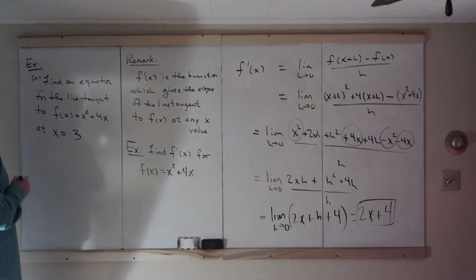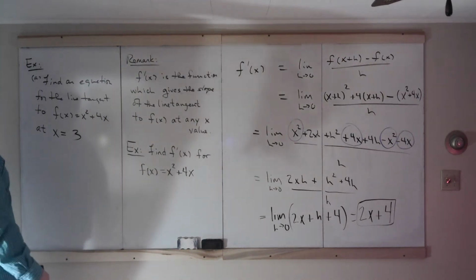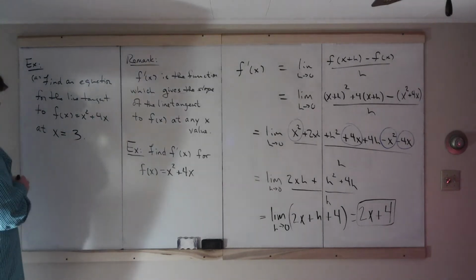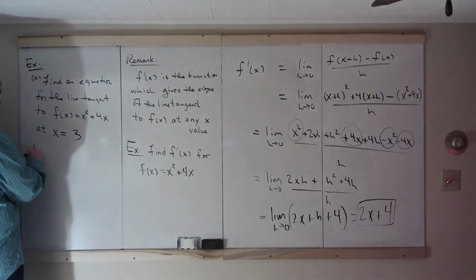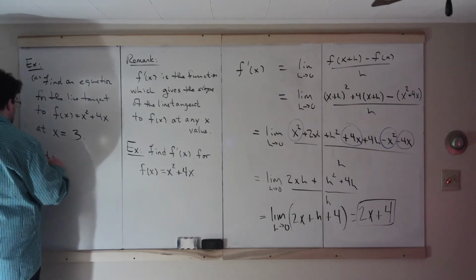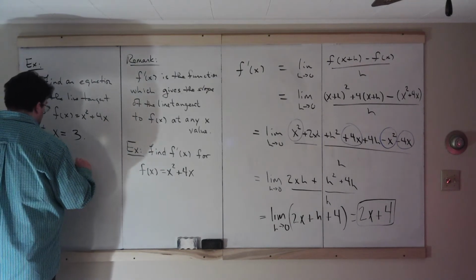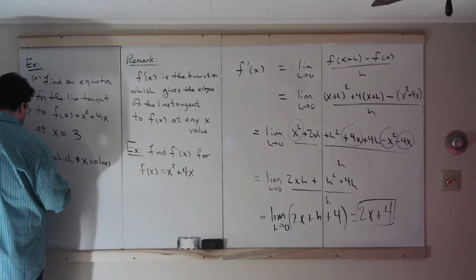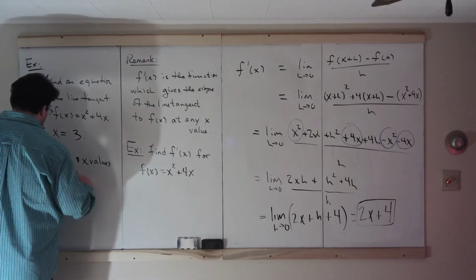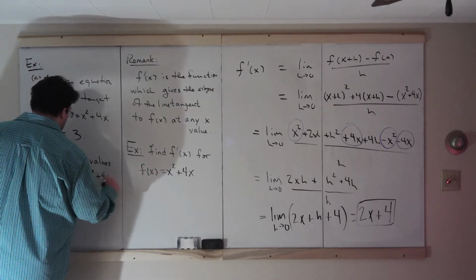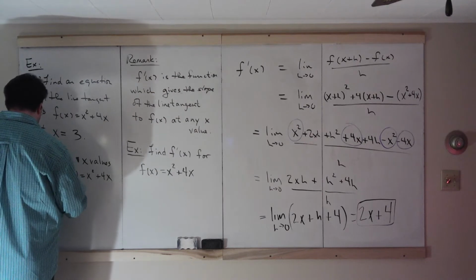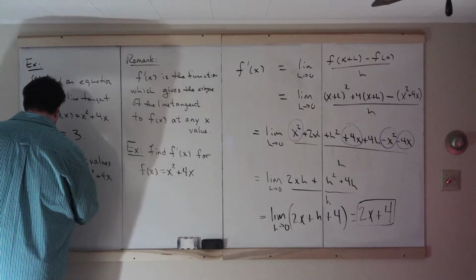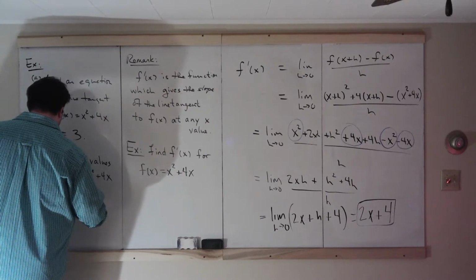let's just make it a positive. Find an equation for the line tangent to this function at x equals 3. Okay. Part B. At which x values does this function, same one, have a horizontal tangent line?